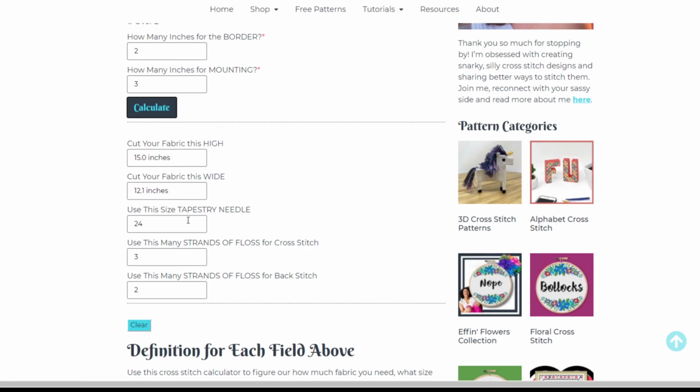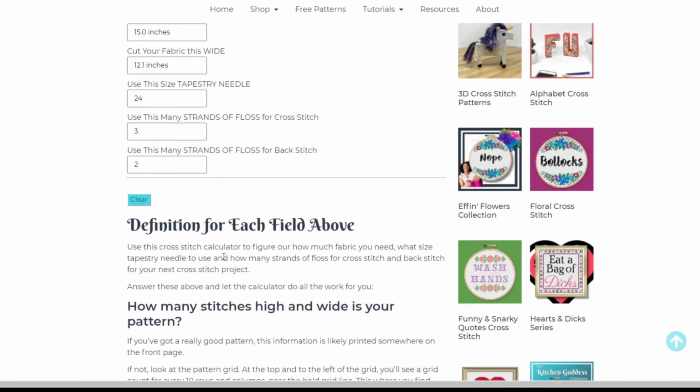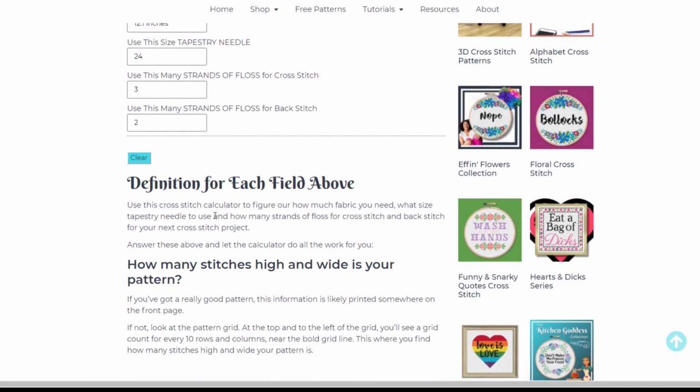inches wide, what size tapestry needle is recommended, how many strands of floss for cross stitch, and how many strands for back stitch. Now, of course, this is up to you. It's all about personal preference. Even on 14 count, I might use 2 strands of floss so that I could use the loop start. And then often for back stitch, I might just use 1 strand. It depends on what your pattern calls out for a lot of times.